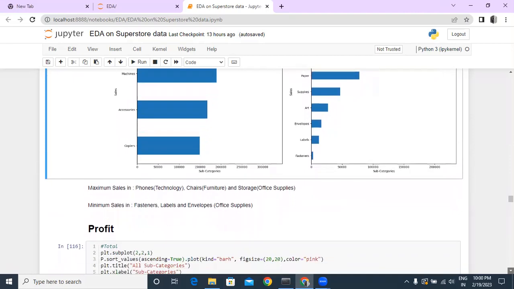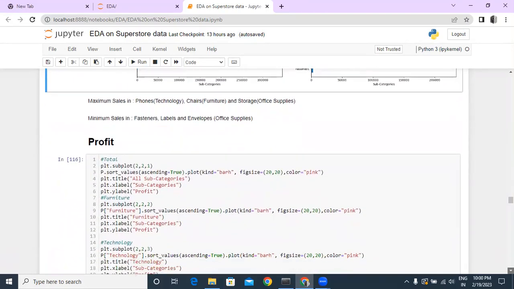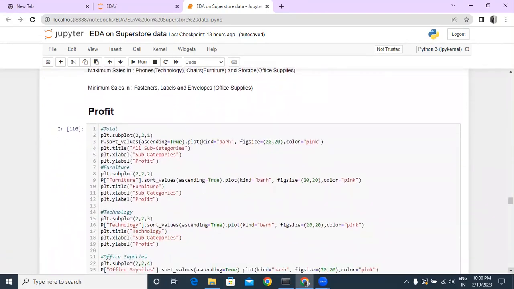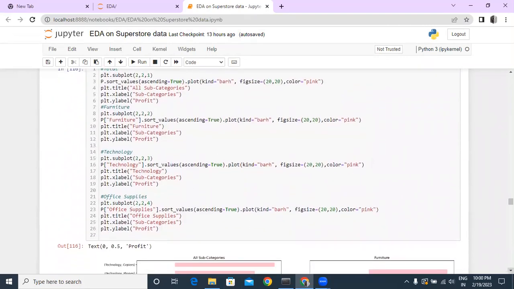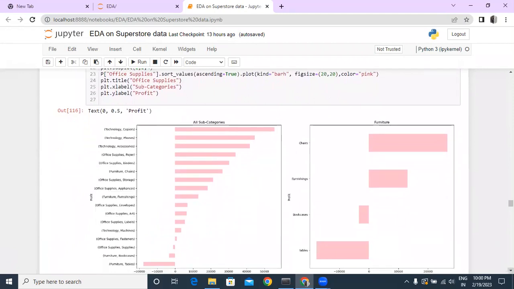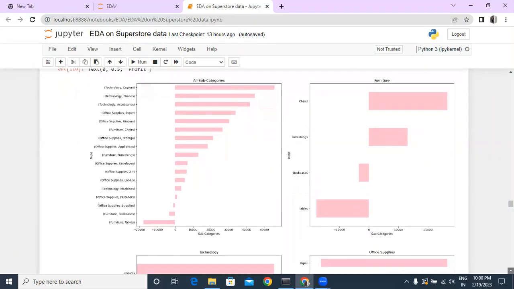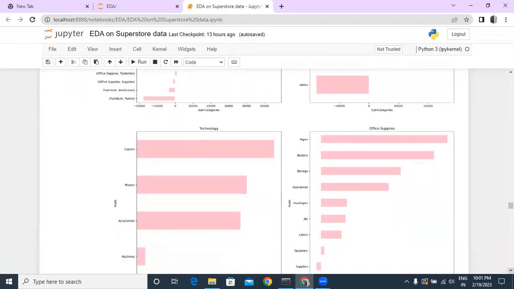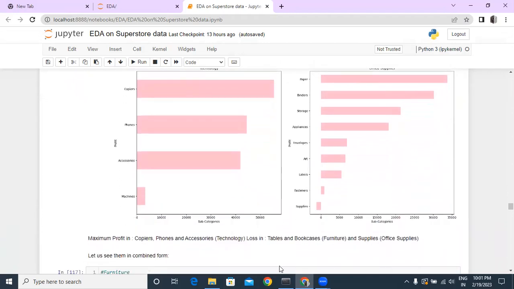Then a similar thing we'll do for profit. First furniture, technology, office supplies and total, we'll plot using the subplot, and we are plotting the bar graphs horizontally again. Here we have used the pink color. So here also we can observe the same trend. First for the total, maximum profit is from copiers, phones and accessories, and loss is from tables and bookcases. As we just saw before also, the profit was coming in negative.